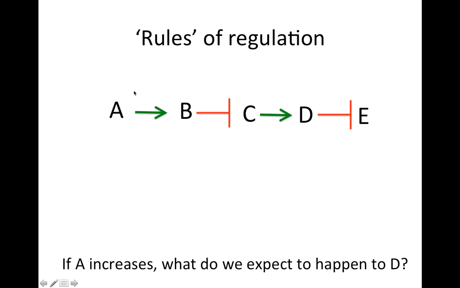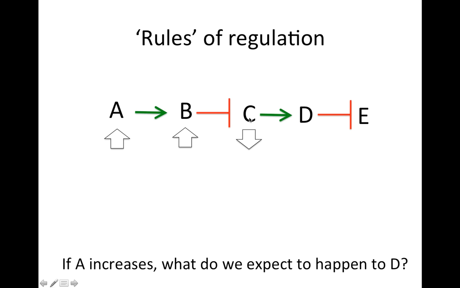Okay, so that means that if we have a complex logical chain like this, we can analyze it step by step. We can ask a question like, if A increases, what do we expect to happen to D? So we can say A goes up. What happens to B? Well, it's the same, so it should also go up. Now what happens to C? Well, if B goes up, that's going to decrease expression of C, so C would go down.